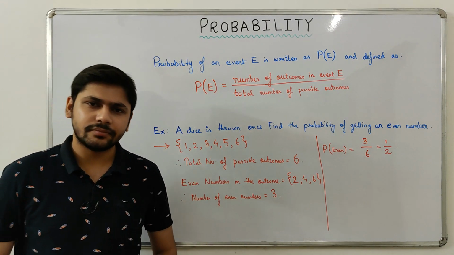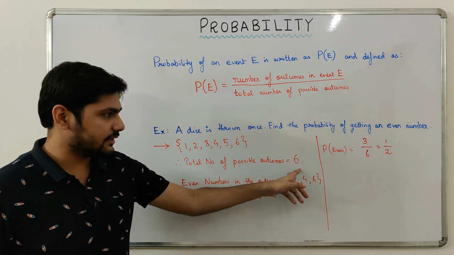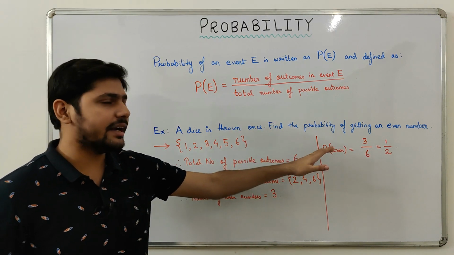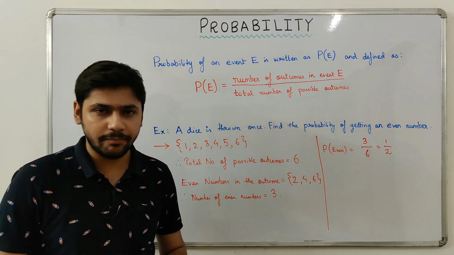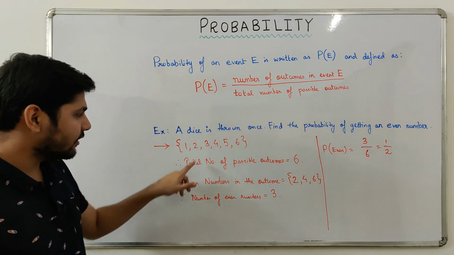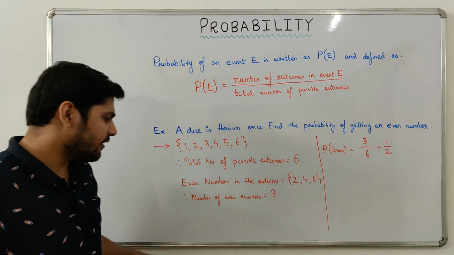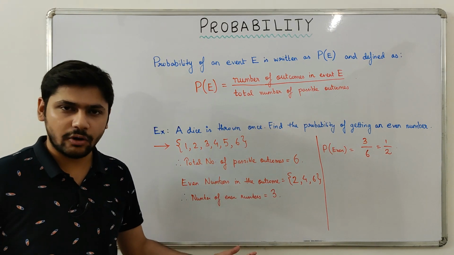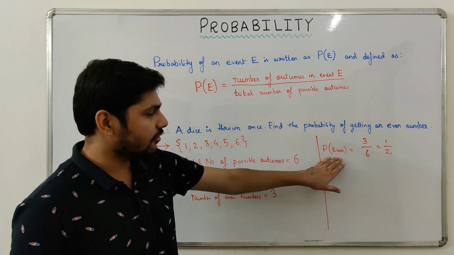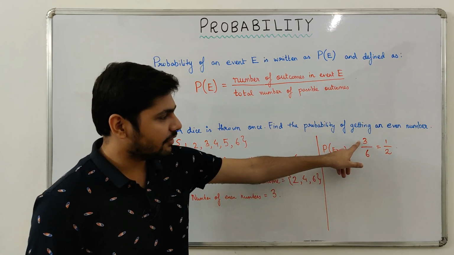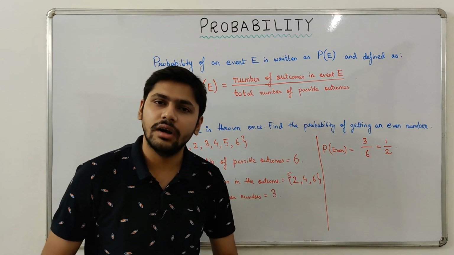As simple as that. So what we have done is, we first found the total number of possible outcomes, which came out to be 6. Then, as we have to find the probability of getting an even number, we find the even numbers that are present in the outcome. So the even numbers that are present in outcome are 2, 4 and 6. Then we finally find the number of even numbers that are present in the outcome. So we have 3: 2, 4 and 6. Hence we calculate the probability. Probability of getting an even number is equal to the number of even numbers in outcome, that is 3, divided by the total outcomes, which is 6, is equal to half.